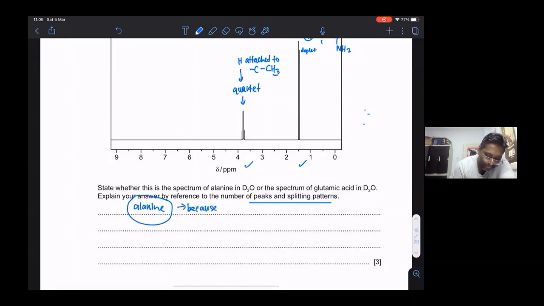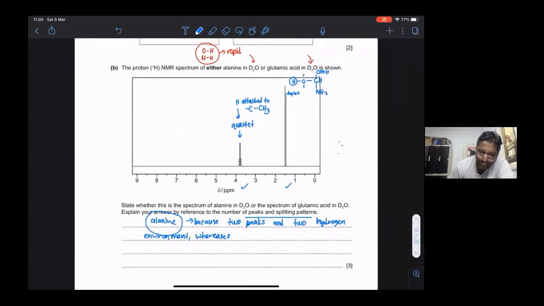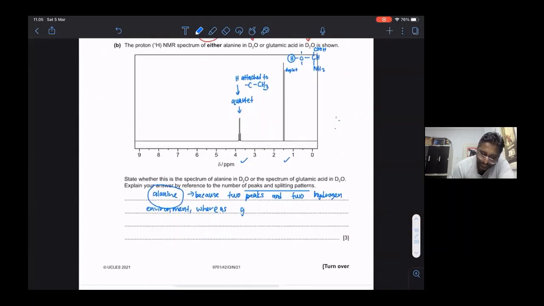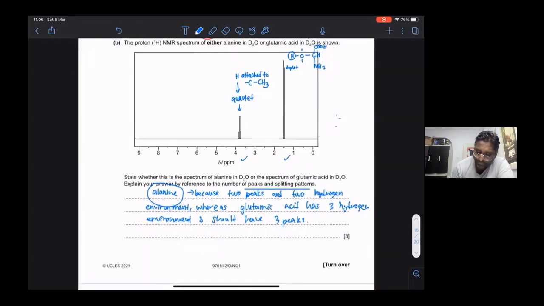Alanine, because 2 peaks and 2 hydrogen environments, whereas glutamic acid has 3 hydrogen environments and should have 3 peaks. Okay, that's 1.